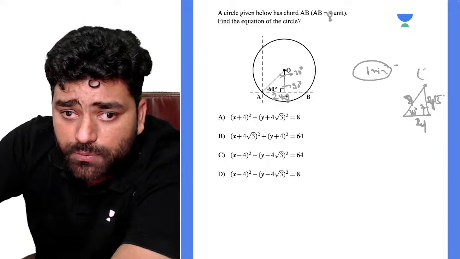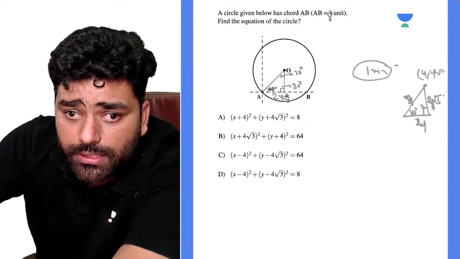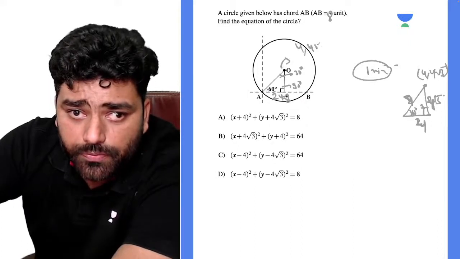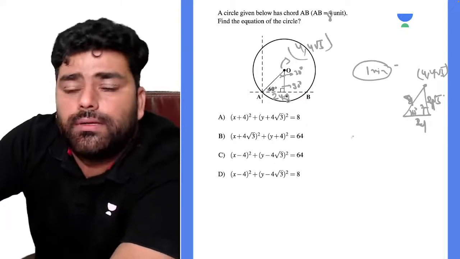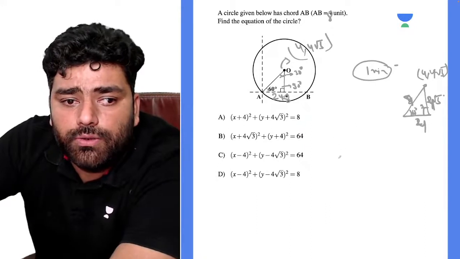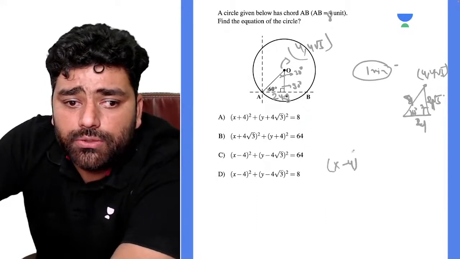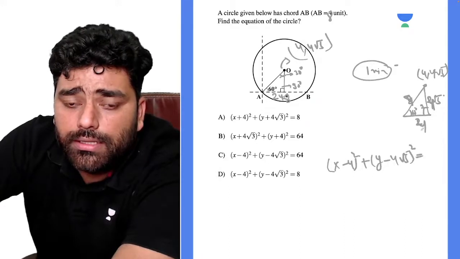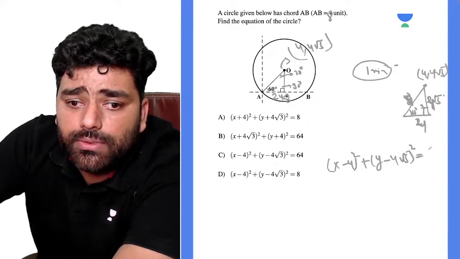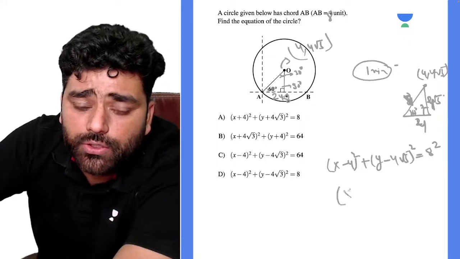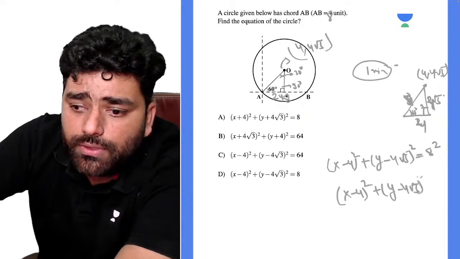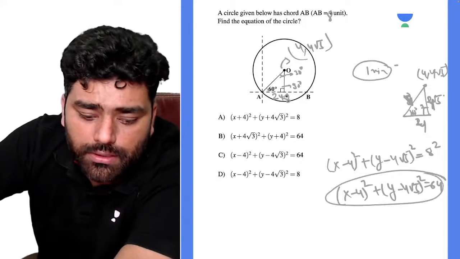So what is this point? This point is (4, 4 root 3). Right? That means O is (4, 4 root 3). Correct? So what will be the equation? x minus 4 square plus y minus 4 root 3 square, and the radius is definitely 8, so that is 8 square. So this is going to be x minus 4 square plus y minus 4 root 3 square is equal to 64. And that's the answer.